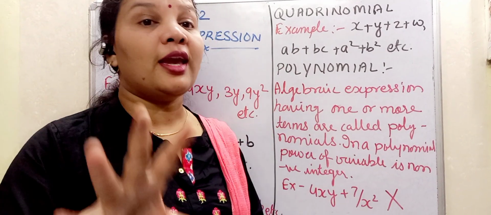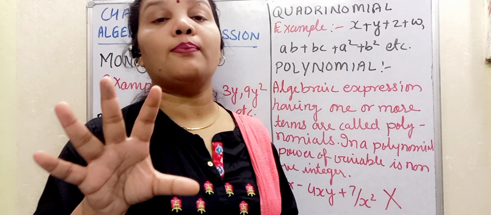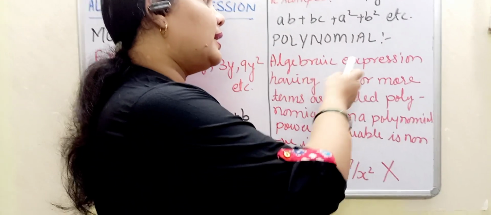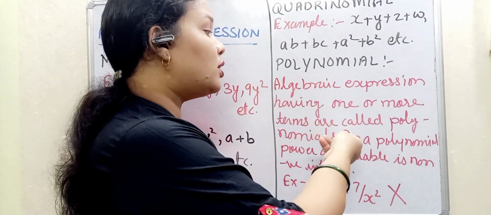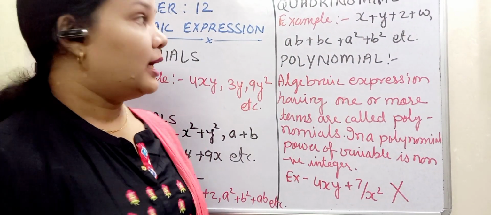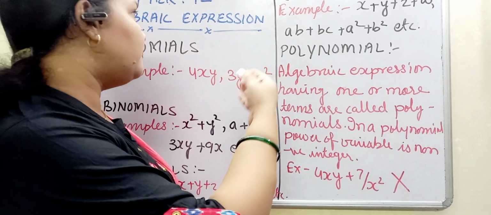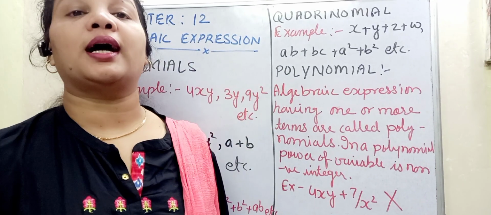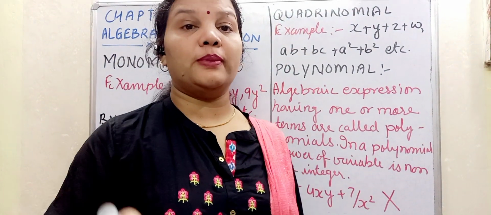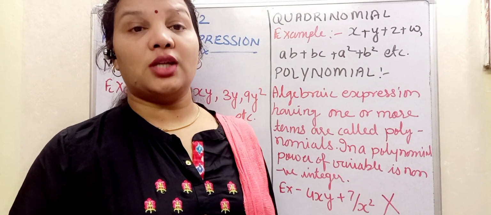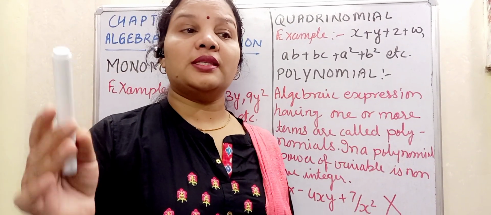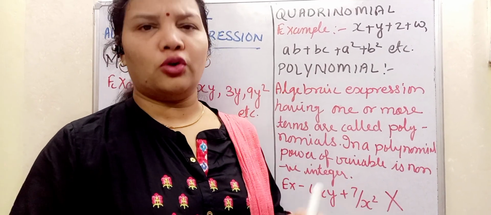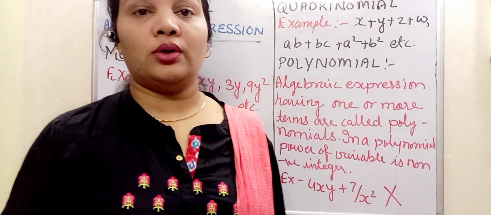Now the next very important thing in this chapter is the polynomial. So what is a polynomial? Any algebraic expression having one or more terms is called a polynomial. It means that monomial, binomial, trinomial, quadrinomial, all are polynomials. Poly means many, nomial means terms. So any algebraic expression which contains one or more than one term is known as a polynomial.